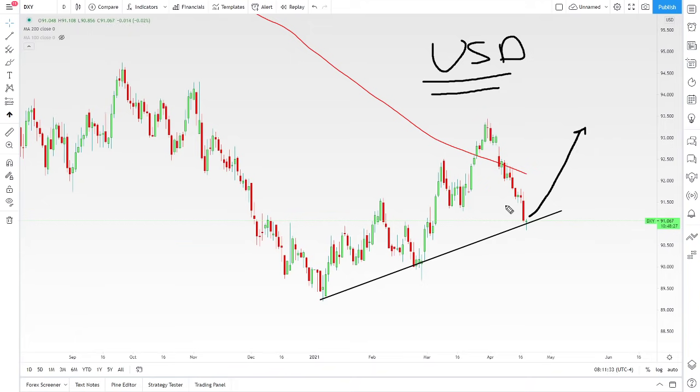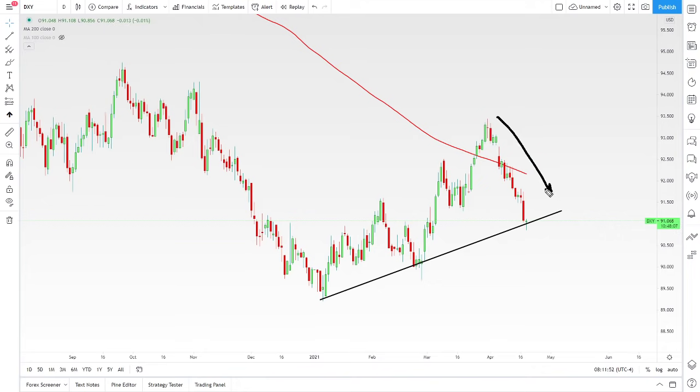Okay, so DXY. So we're looking at the US dollar index. This is basically a conglomerate against multiple different currencies in one chart. So you've got the euro thrown in here and the yen and the pound and that sort of thing. So this is just an overall look at the US dollar, which you can see in the last few weeks has really been taking a toll.